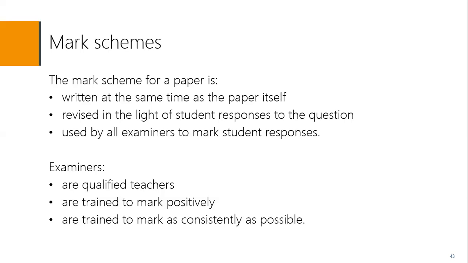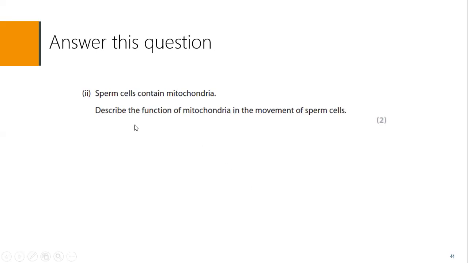So if we move on to a question: sperm cells contain mitochondria. Describe the function of mitochondria in the movement of sperm cells. Now that's 2 marks, so you would have 2 minutes to write an answer that gains these 2 marks. So jot down on a piece of paper what you would write as the answer to this question, and then we will go on and look at the mark scheme.